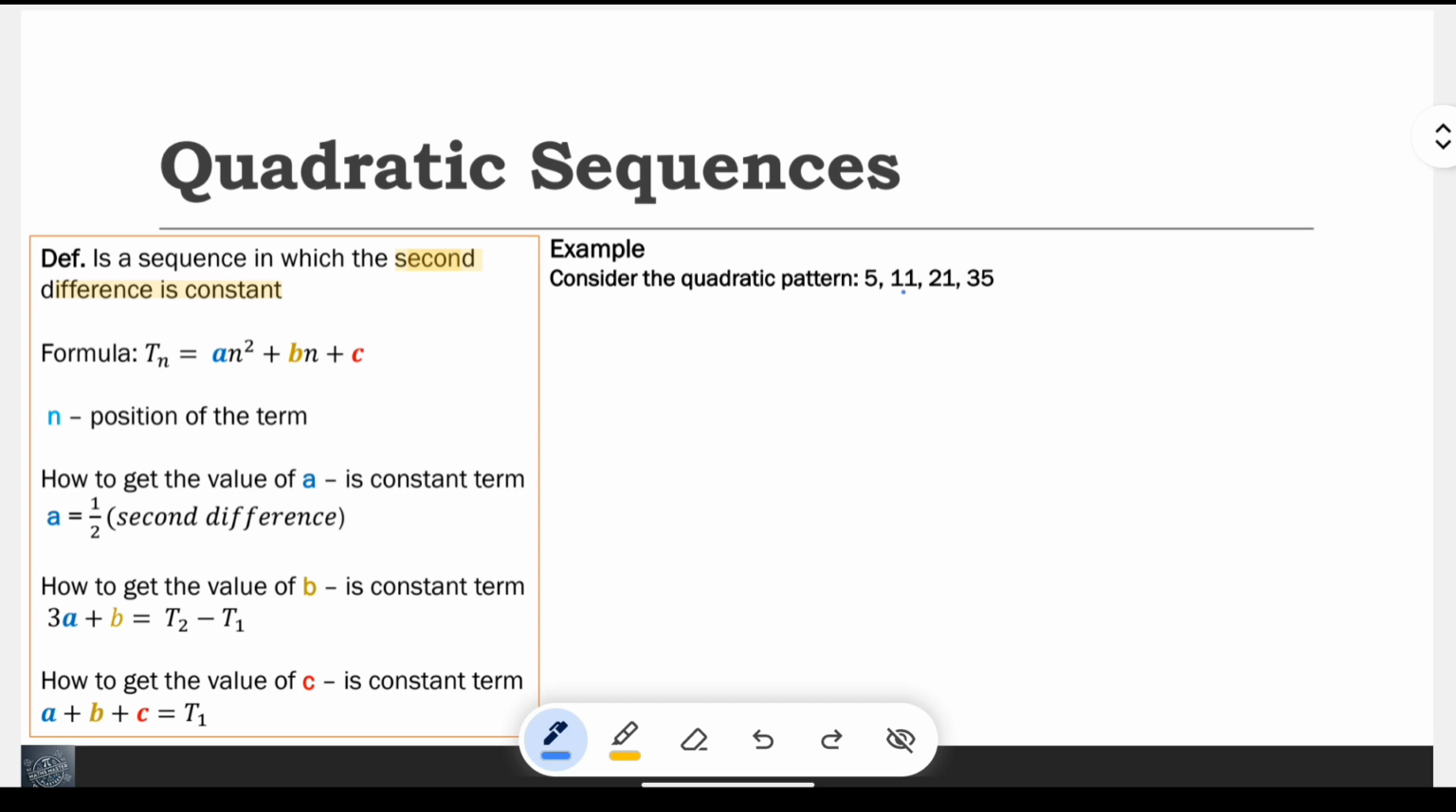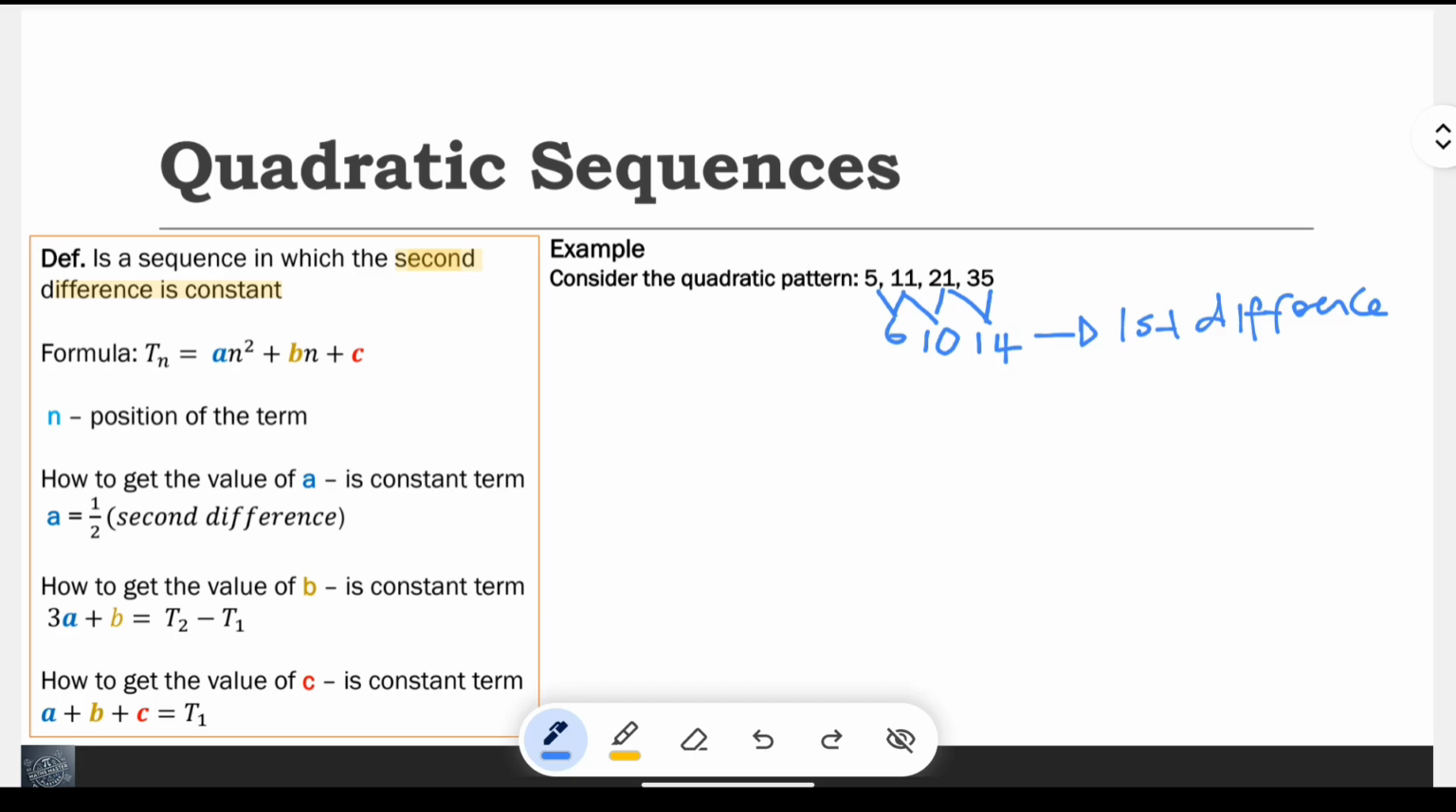We're going to say term number 2 subtract term number 1, and then that will be 6. Am I right? And then we'll say term number 3 subtract term number 2, and then that will be 10. And then term number 4 subtract term number 3, that will be 14. This is how we get our first difference.